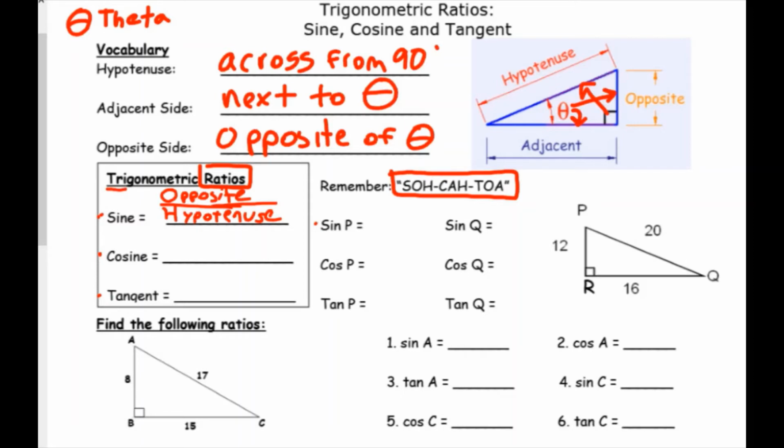Okay, and then next thing is CAH, A over H, right? CAH is "ka." Don't say it twice. So A is adjacent, over hypotenuse. So we got CAH, and then last one is TOA.